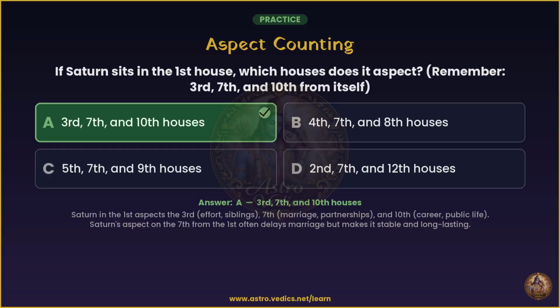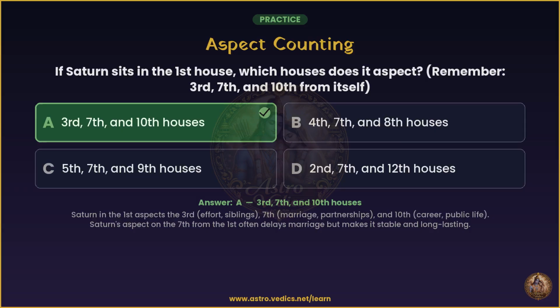Quick check. If Saturn sits in the first house, which houses does it aspect? Remember, third, seventh, and 10th from itself. Is it A, third, seventh, and 10th houses, B, fourth, seventh, and 8th houses, C, fifth, seventh, and ninth houses, D, 7th, 7th, and 12th houses? Take a moment to think.